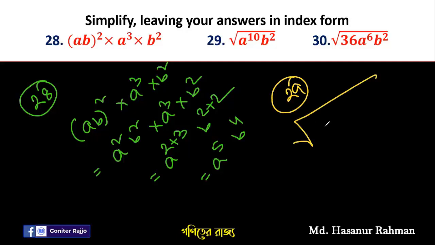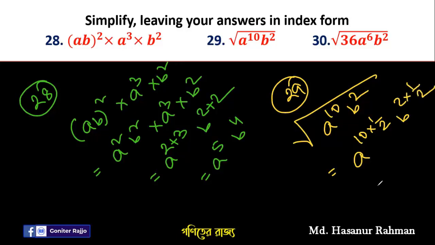29. 29 says square root of a to the power 10 b square. Square root means we have to multiply the index by half or divide the index by 2. That means a to the power 10 multiplied by half and b to the power 2 multiplied by half. 10 divided by 2, that will be 5. So a to the power 5, b to the power 2 divided by 2, that will be 1. So the answer will be a to the power 5, b.